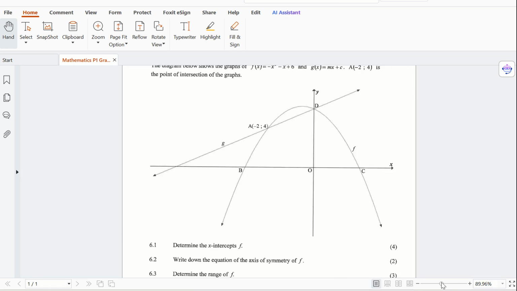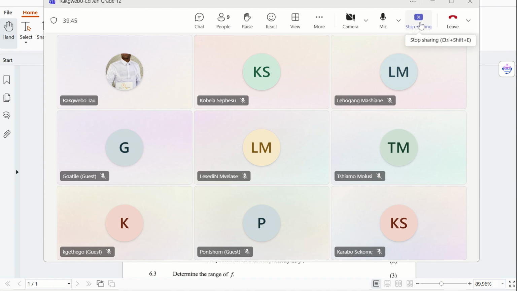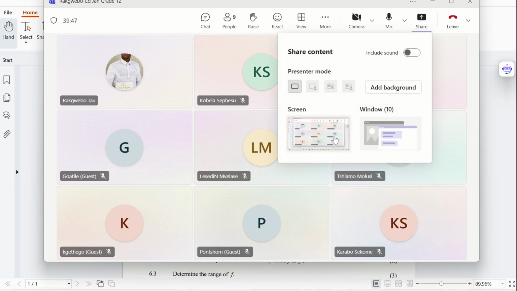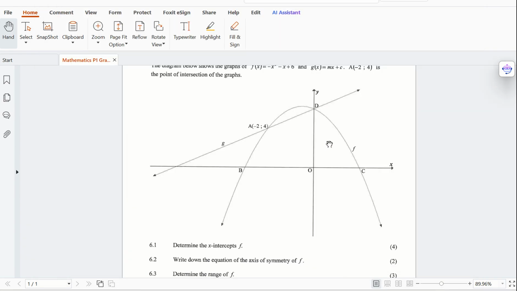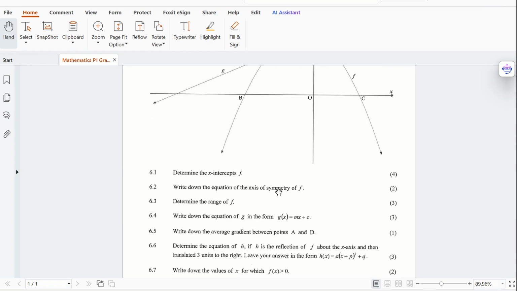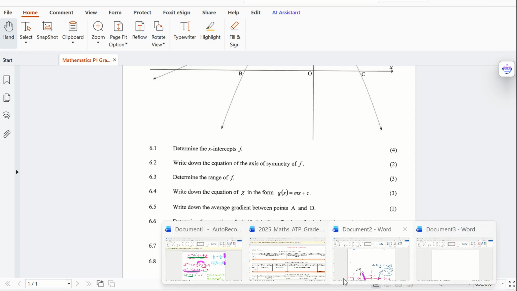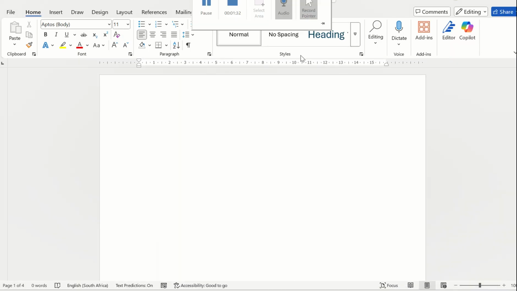Okay, I'm gonna use a PDF and a Word document. Here's my screen. You guys can see my screen. The next question says the range of f. Now back to my sister's question, range. I'm gonna touch on range and domain quickly, so that you guys are in a position to answer this question.